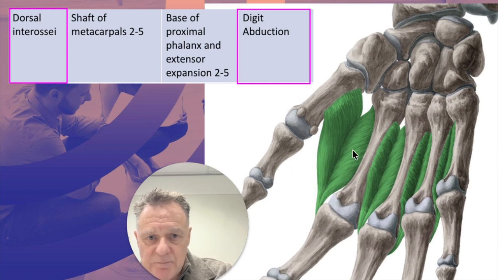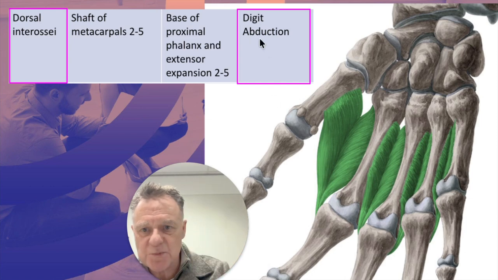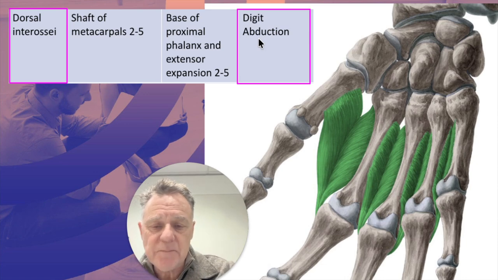Now, you can see that this is an anterior view in the anatomical position, but it goes into the extensor, so it sort of starts in midline anterior and then runs posteriorly. It will abduct the digits, so spread the digits out as a result.